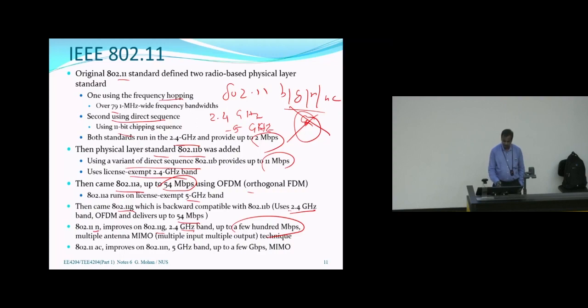That is N. Then AC. N uses a new technique, MIMO, multiple input, multiple output antennas. Again, we are not studying those things as part of this course. AC runs on 5 gigahertz, not on 2.4, it runs on 5 gigahertz. It's an improvement on this, and it can even support data rates in the order of gigabits per second. So this is how the wireless standards have been evolving.